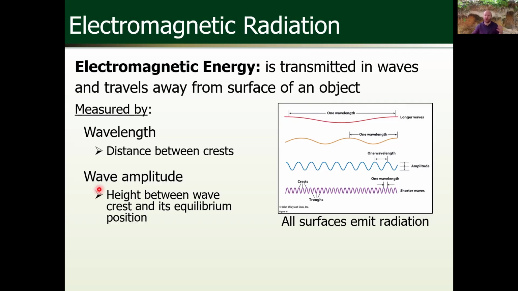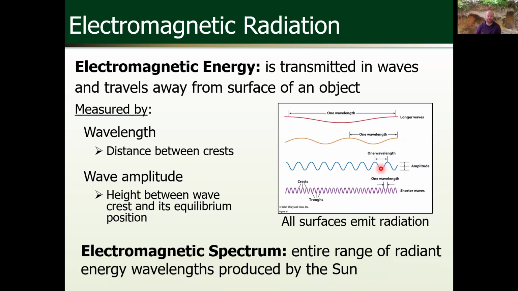We can also measure the height, or amplitude, of a wave. The amplitude is the distance between the equilibrium point, which would be a line going right through the middle, and the crest. Wave height would be the distance between the crest and the trough. We'll come back and explore more about electromagnetic radiation throughout this semester.